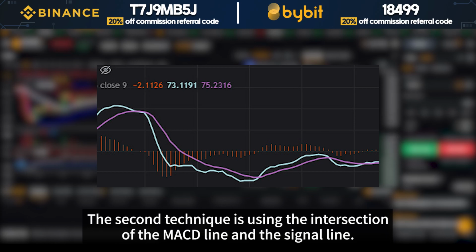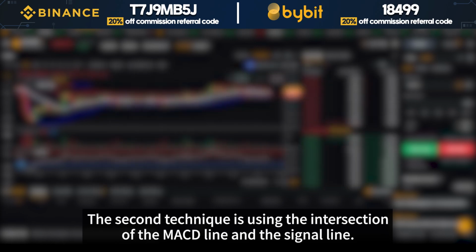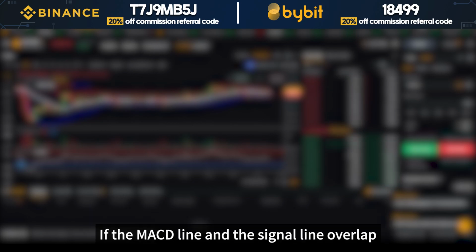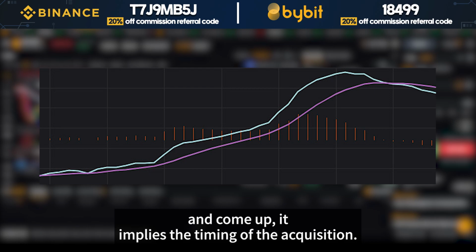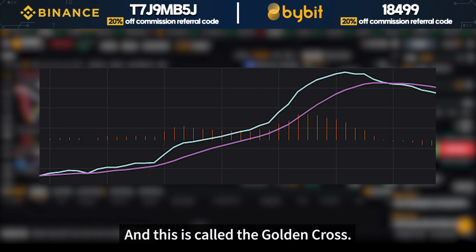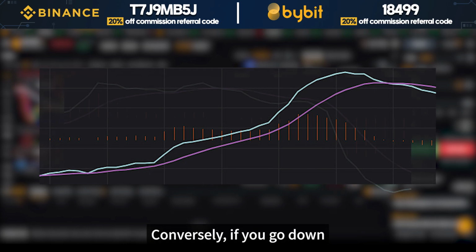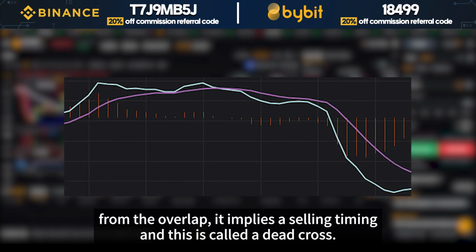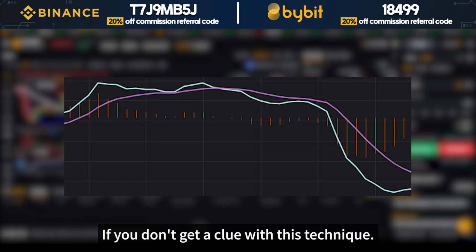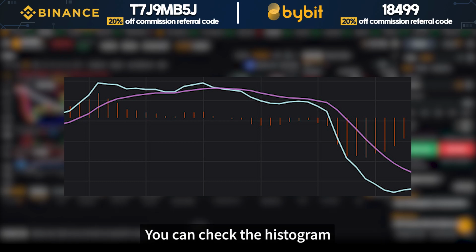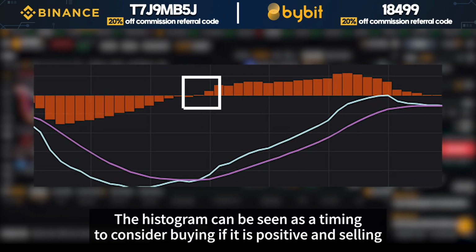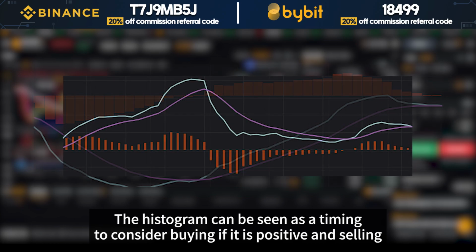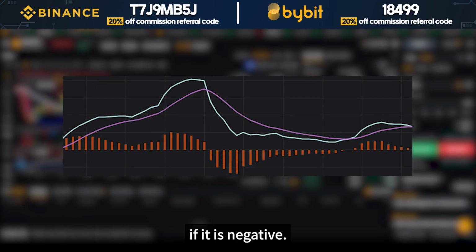The second technique is using the intersection of the MACD line and the signal line. If the MACD line crosses the signal line and goes up, it implies a buying timing, and this is called the golden cross. Conversely, if it goes down from the crossing, it implies a selling timing, and this is called a dead cross. If you can't get a clear signal with this technique, you can check the histogram. At the point of intersection, the histogram can be seen as a timing to consider buying if it is positive and selling if it is negative.